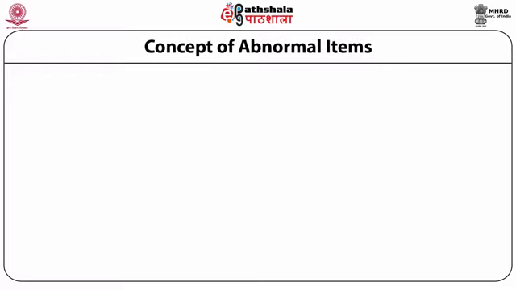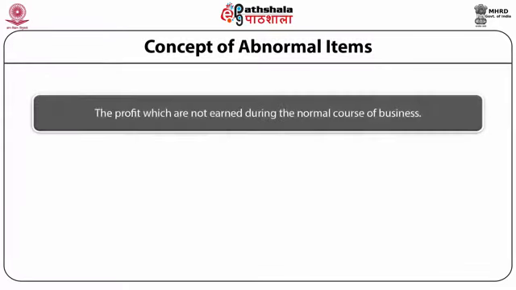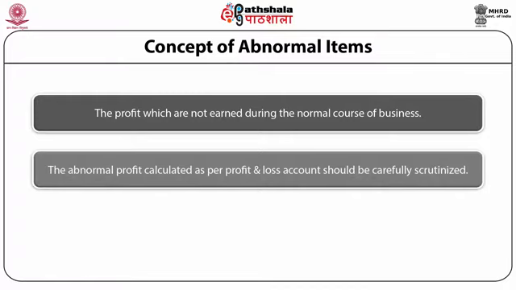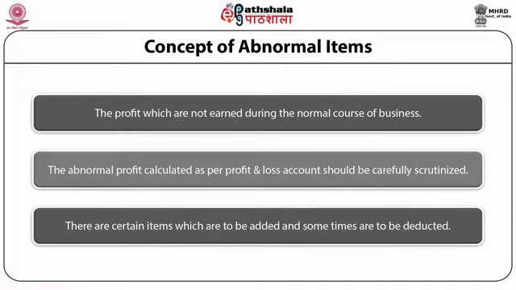Now, what is the meaning of abnormal items? The profits which are not earned during the normal course of business are called abnormal profits. The abnormal profit calculated as per profit and loss account should be clearly scrutinized. There are certain items which are to be added and some items should be deducted while calculating the normal profit. So it is necessary to understand the meaning of abnormal items or abnormal profit, and simply the abnormal profit is that profit which is not earned during the normal course of business.